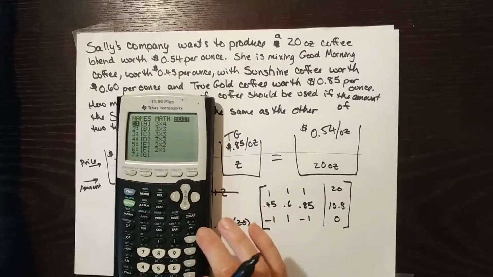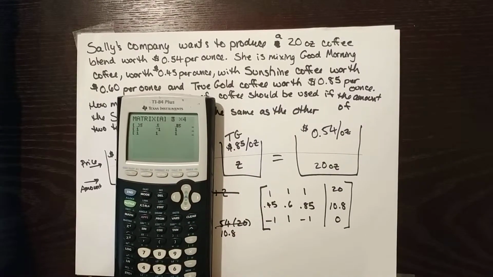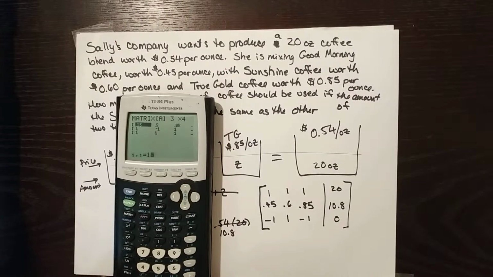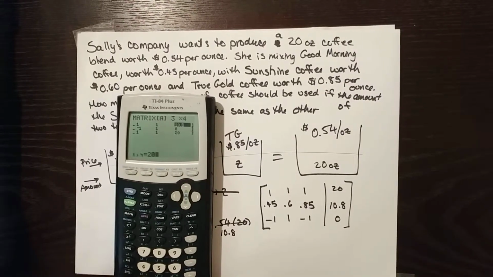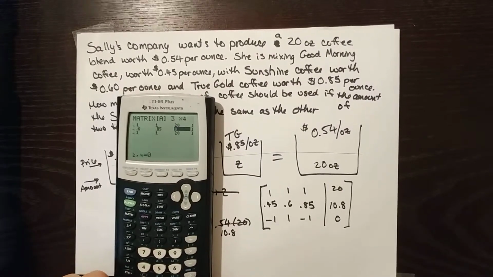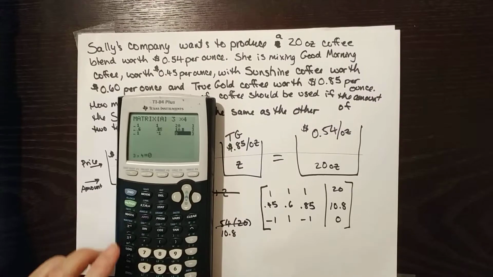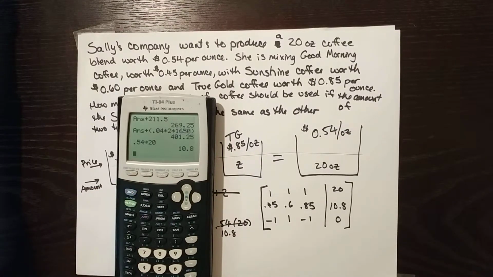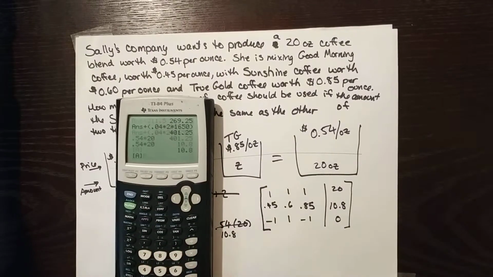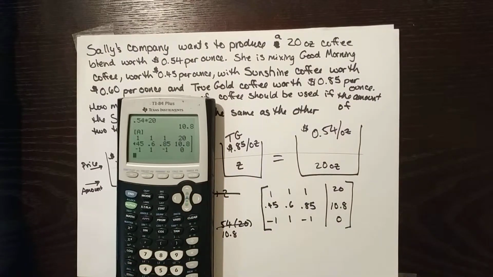Second matrix, edit. A is going to be a 3 by 4, and then I'm going to put in 1, 1, 1, 20, 0.45, enter, 0.6, enter, 0.85, enter, 10.8, enter, negative 1, 1, negative 1, 0. Now, I'm going to quit because it gets stuck in the entering mode. I'm going to go to second matrix and look at what I entered for A and make sure I'm happy with that. It looks fine to me.